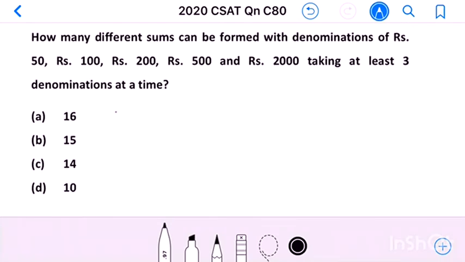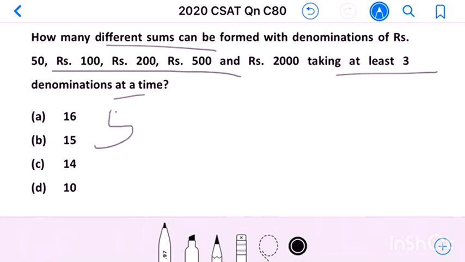Question number 80. How many different sums can be formed with denominations of rupees 50, rupees 100, rupees 200, rupees 500 and rupees 2000, taking at least 3 denominations at a time? So here we have to find how many different sums can be formed using these 5 denominations, taking at least 3 denominations at a time. So how many different ways can we select 3 denominations out of these 5? 5C3 ways.